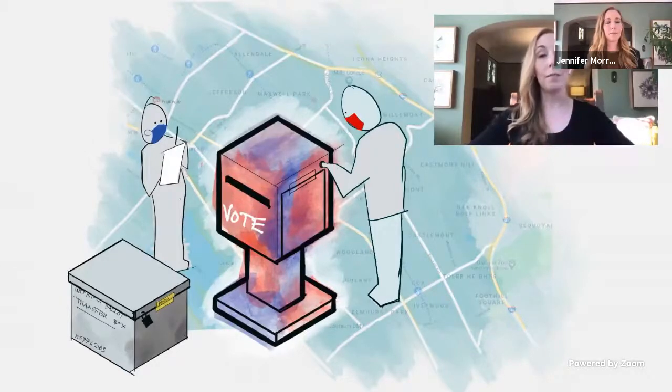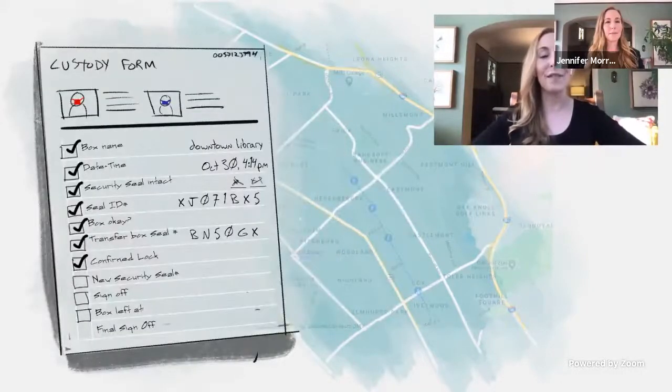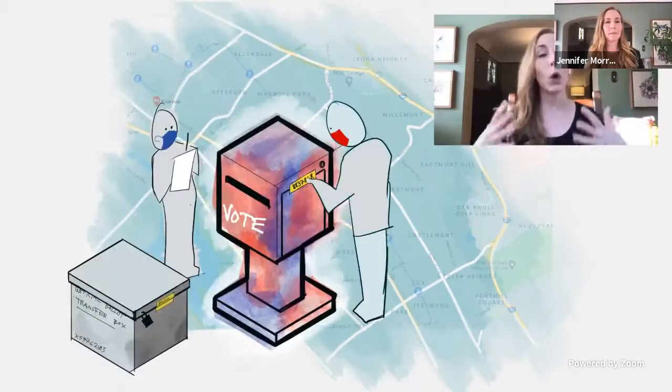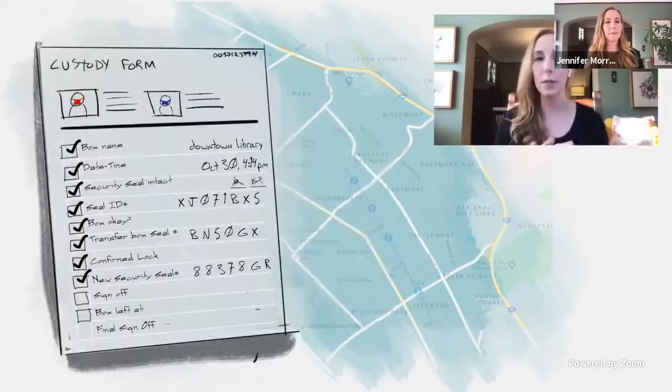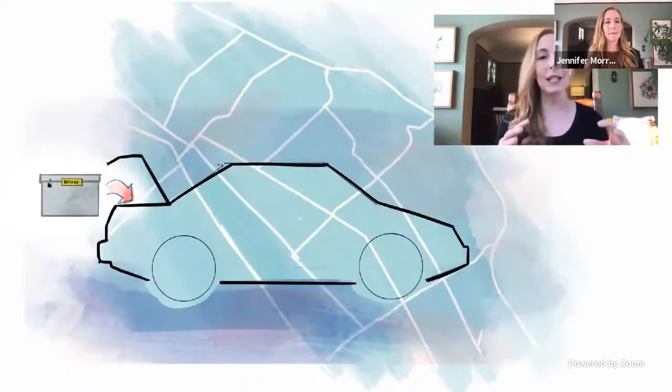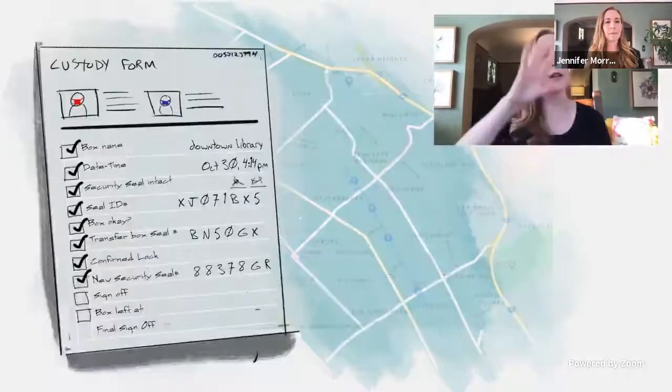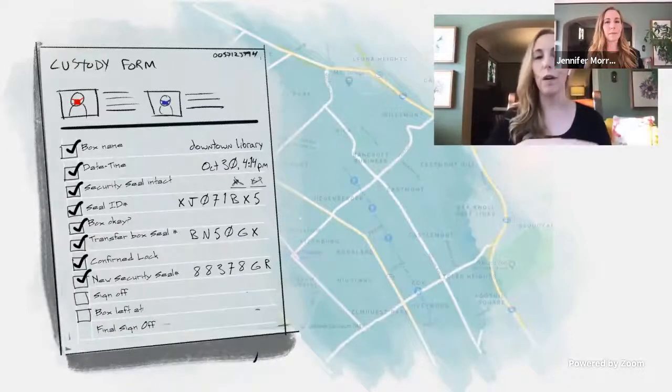And both members of that ballot retrieval team are going to check that the lock has been locked, and they're going to note or check that off. Then they're going to place a new security seal on the door. They record the new security seal that they just placed on the door. Then they transfer everything back into their vehicle. They're going to check through all of those things I just mentioned.